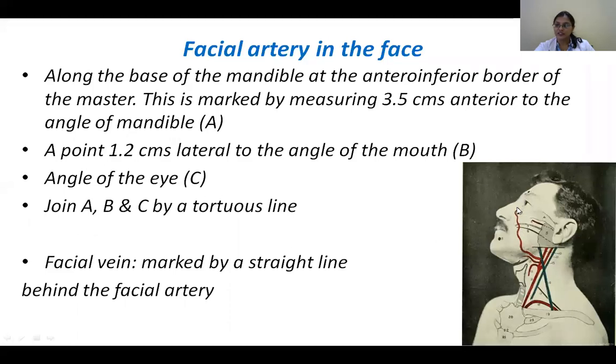You can see the angle of the eye, and then you just mark a tortuous line. So along the base of the mandible, anteroinferior to the masseter, then lateral to the angle of the mouth, and then along the inner angle of the eye, in a tortuous path. That is the facial artery. The facial vein will be just behind the facial artery. The facial artery is the one that is tortuous.